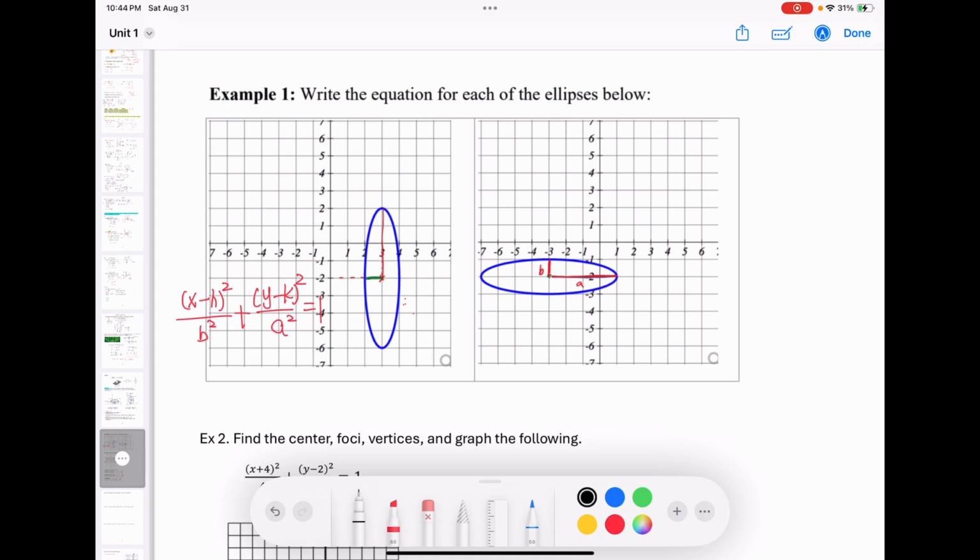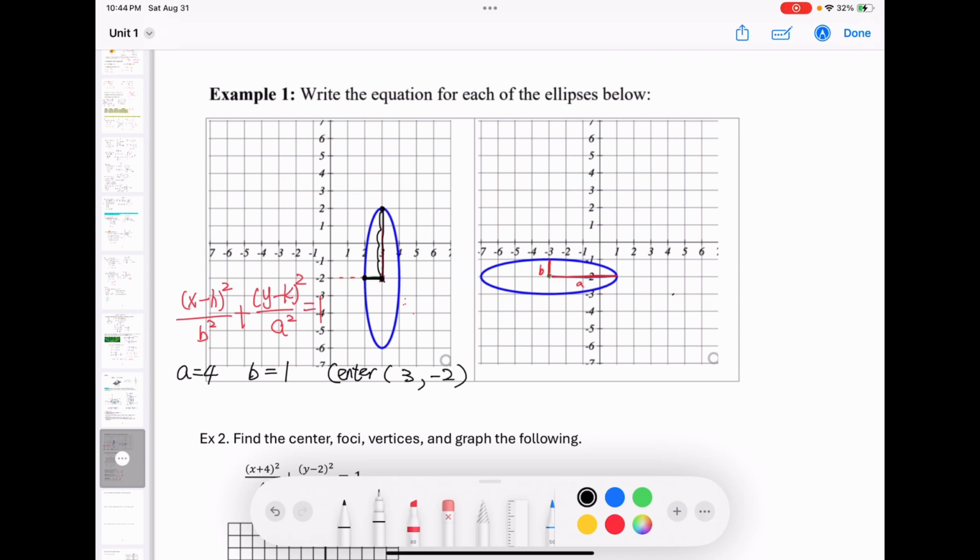And let's see, what is the a? We say the a is the distance from the center to the vertex. Okay, so let's count: 1, 2, 3, 4. So a is 4. And what is the b? So b is from the center to the co-vertex, it is 1. B is equal to 1. And what is the center coordinate? So the center here is positive 3, comma, negative 2. Let's write the center here.